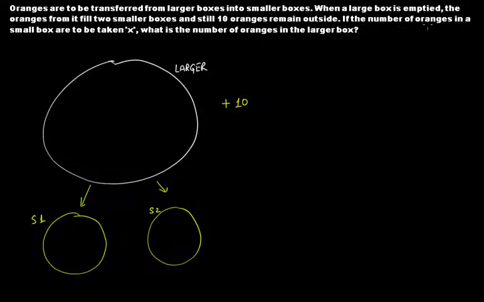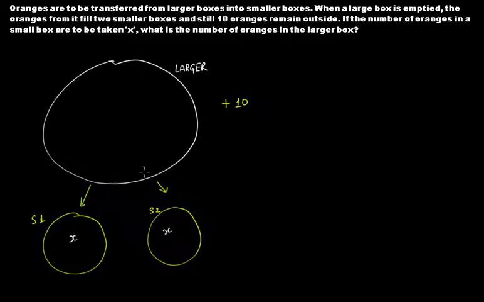If the number of oranges in a small box is taken to be x, so if we are taking x, that is, if this smaller box is filled, it has x oranges. What is the number of oranges in the larger box?